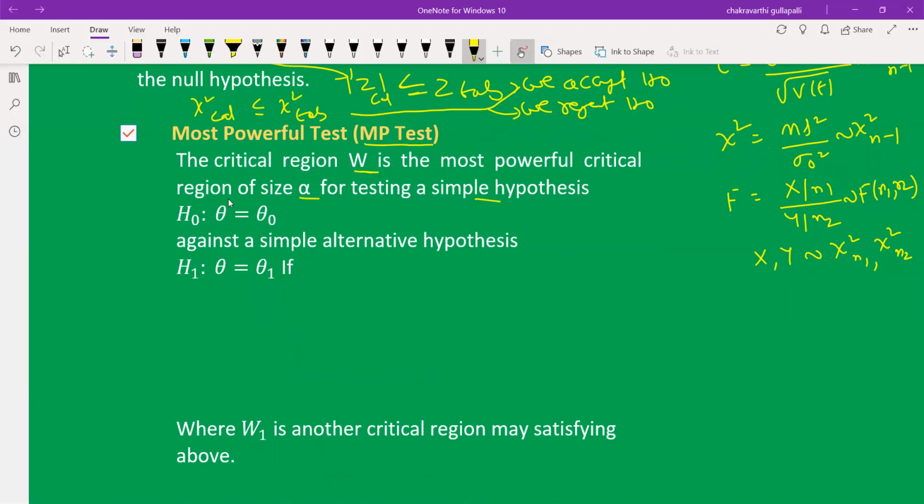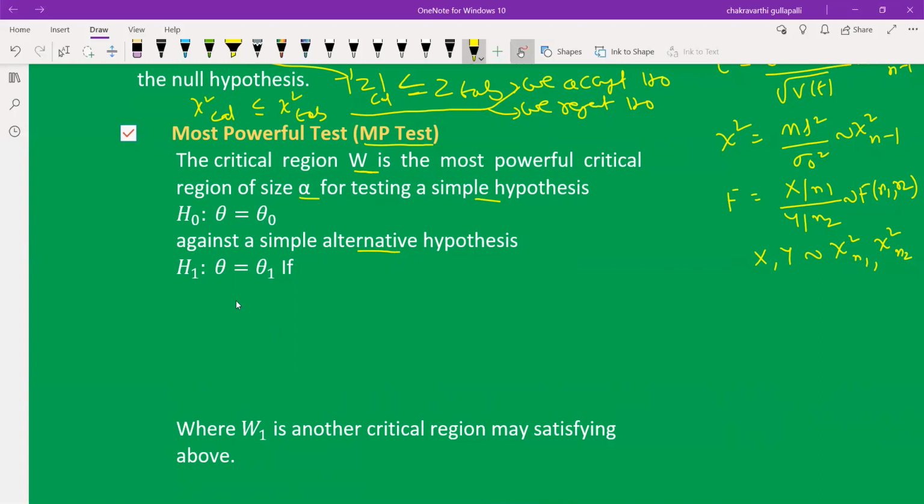The hypothesis specifies the parameter completely: theta is equal to theta naught, where theta naught is some specified value. Theta is a particular characteristic of the population. Population parameter is equal to some specified value. So now this hypothesis is constructed based on the sample statistic, against the simple alternative hypothesis H1: theta is equal to theta 1.